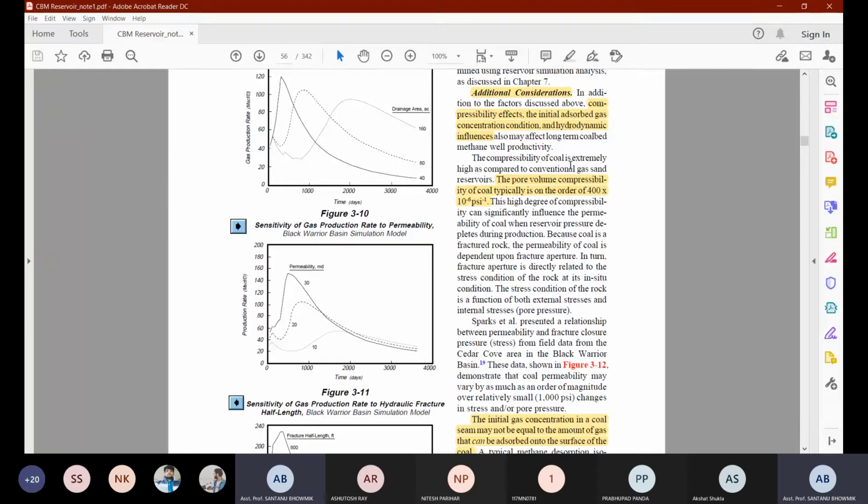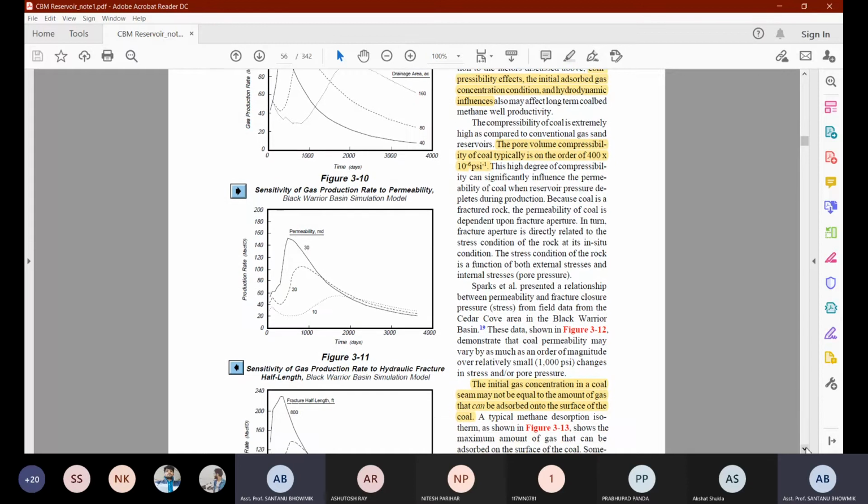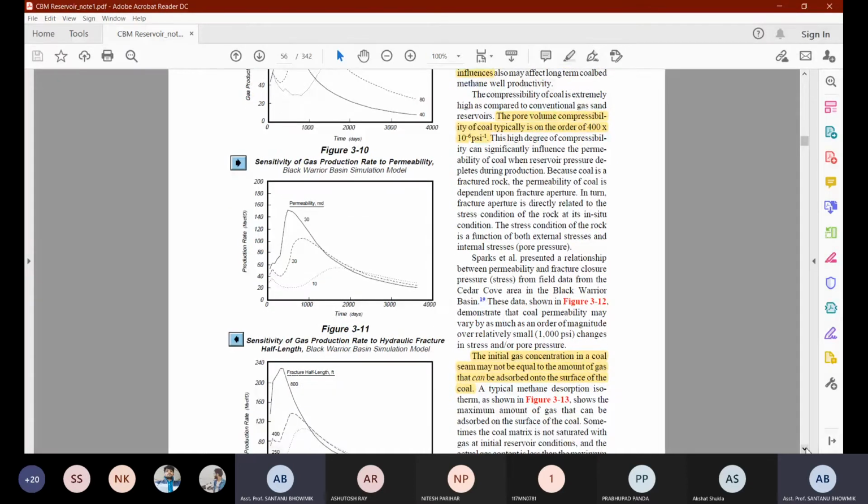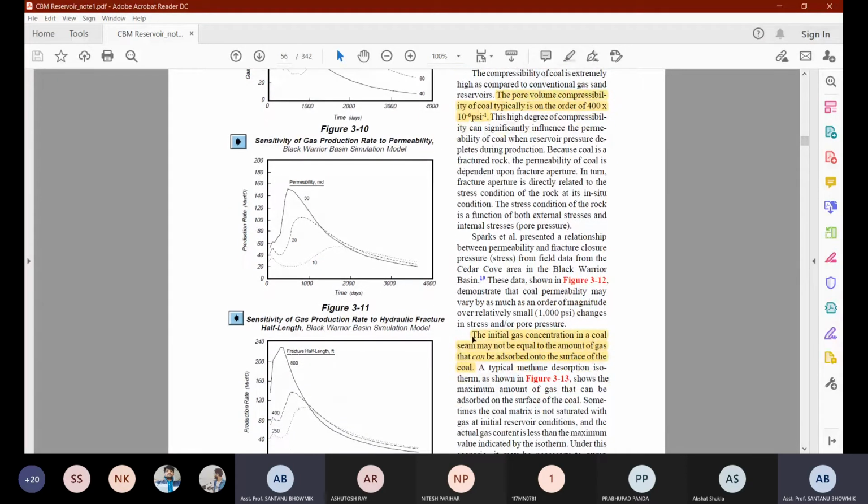Okay, the next point is the initial gas concentration. The initial gas concentration is also very important. Why? You can see that the line I have underlined is the initial gas concentration in a coal. C may not be equal to the amount of gas that can be absorbed into the surface of the coal. Okay, you have to understand this first.